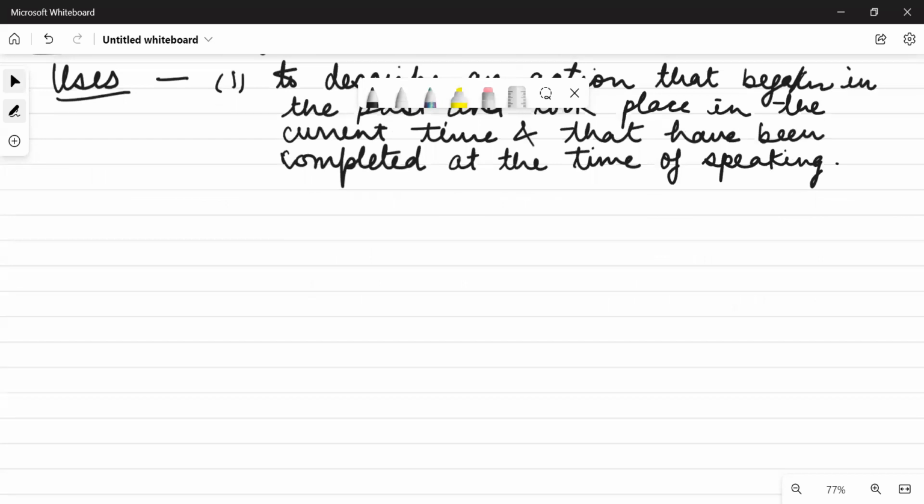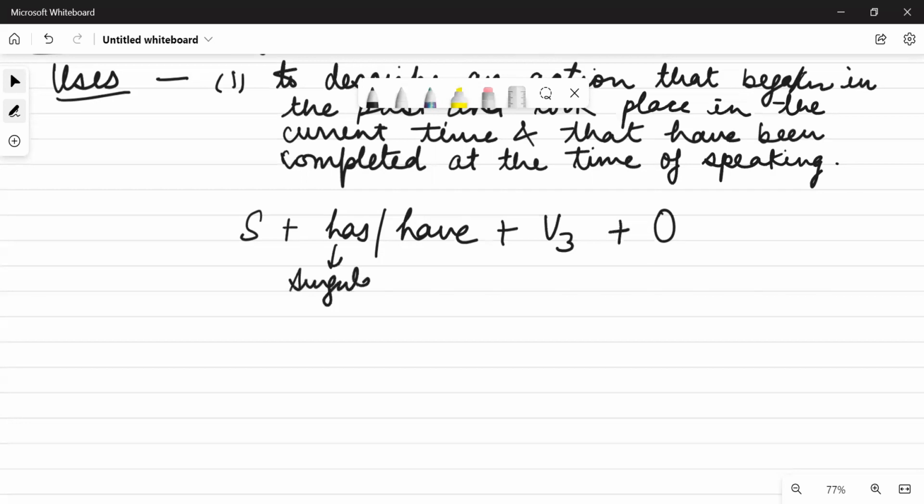Now let's talk about the formation. We always use has or have in present perfect tense and the third form of verb. Please understand, has, have, and the third form of verb. In all perfect tenses, there is going to be the third form only, right? Now has is used with singular subject. Have is used with plural subject. And the third form of verb is going to be there.